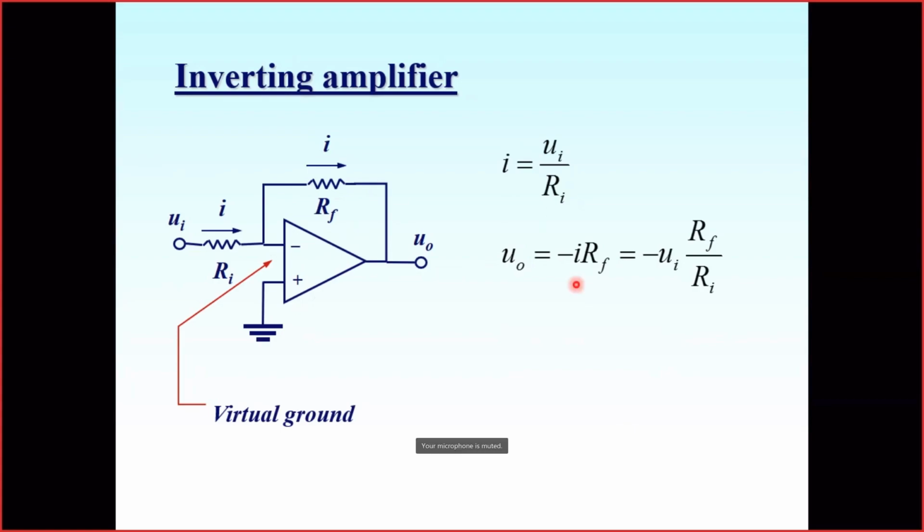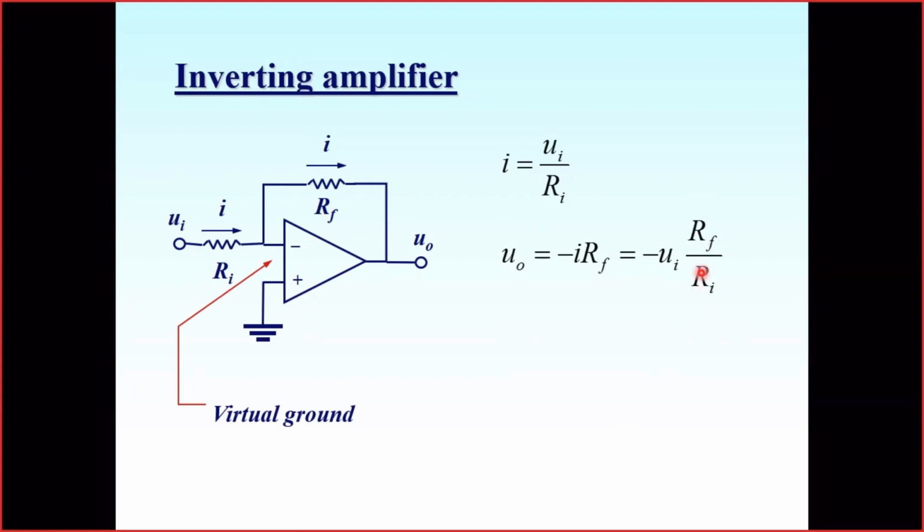If we now put here the calculation of the current from the input, we will get the relationship between output voltage and input voltage. We see that the output voltage will be proportional. First of all, it will be negative, inverted in respect to input voltage. When the input is positive, the output will be negative, and vice versa. And it is proportional to the value of the voltage on input, and the proportionality is expressed with this ratio, RF divided by Ri.